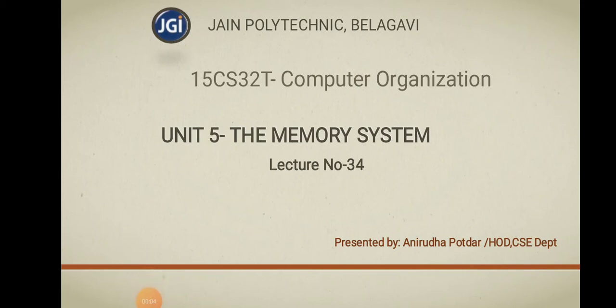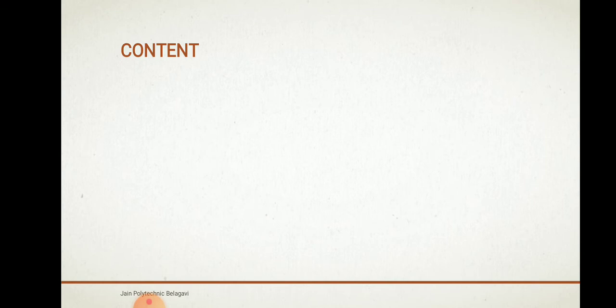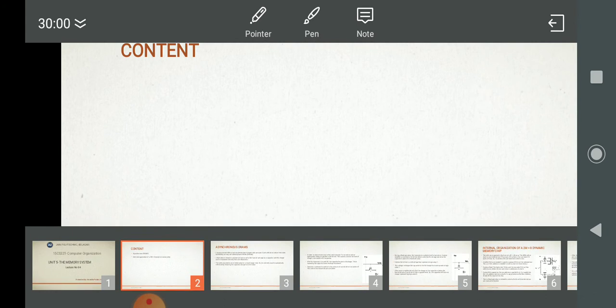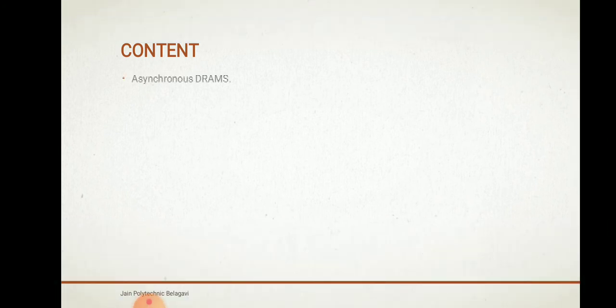So today we are going to discuss unit number 5, the memory system, lecture number 34. Let us go through the contents that we are going to discuss in this video. We are going to discuss asynchronous DRAMs and the internal organization of a 2M into 8 dynamic memory chip.